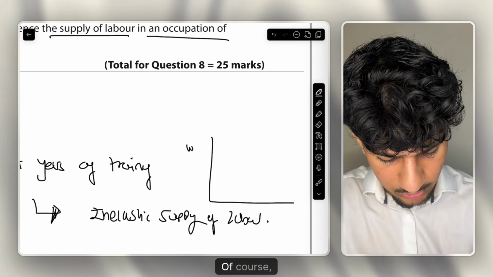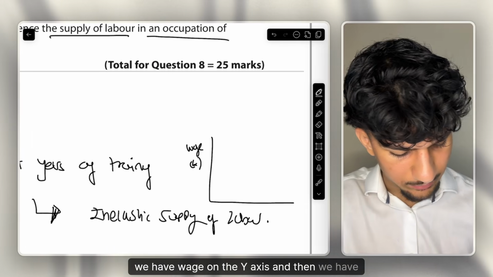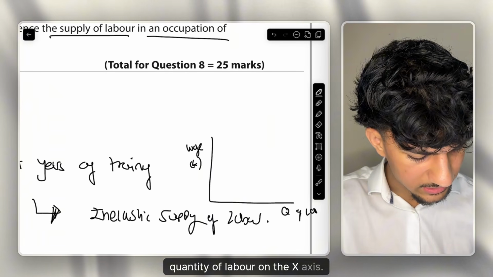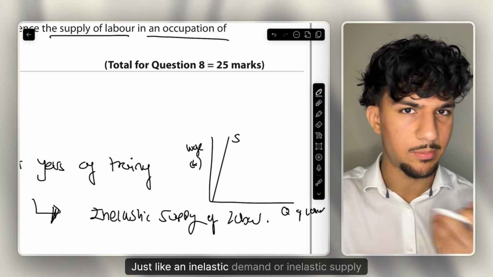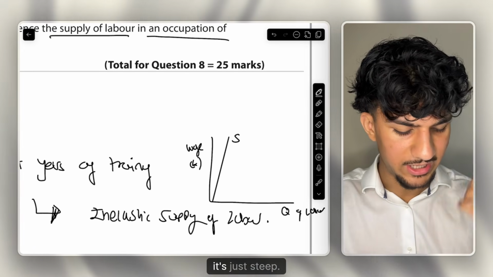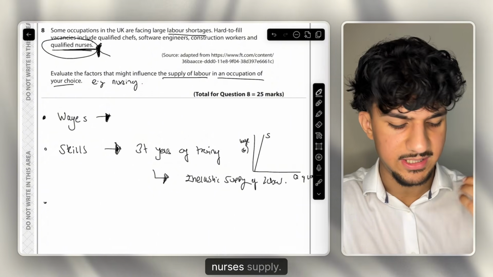And how would we show that? Of course, on a labour diagram, we have wage on the y-axis, and then we have quantity of labour on the x-axis. And the inelastic supply of labour would, of course, look something like this, just like an inelastic demand or an inelastic supply curve. It's just steep. So we've talked about the inelastic nature of nurses' supply.